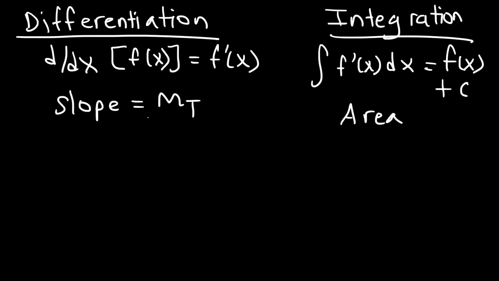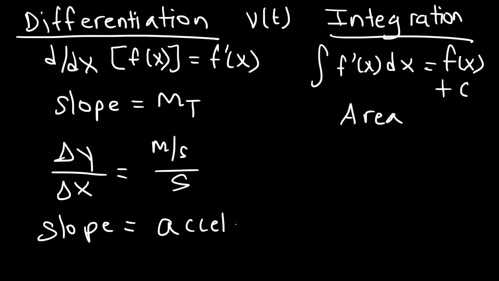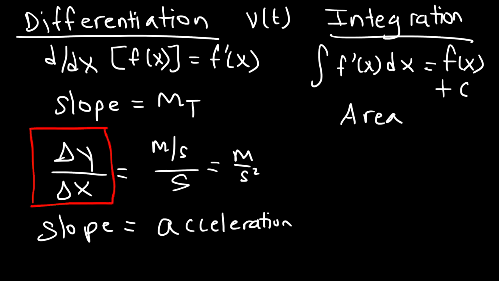And when you're finding the slope, you're basically dividing the y values by the x values. So in the case of a velocity function, we're dividing meters per second by seconds. And so the slope of a velocity function is therefore equal to acceleration, because it gave us the unit meters per second squared. So anytime you're differentiating something, you're dividing the y values by the x values.